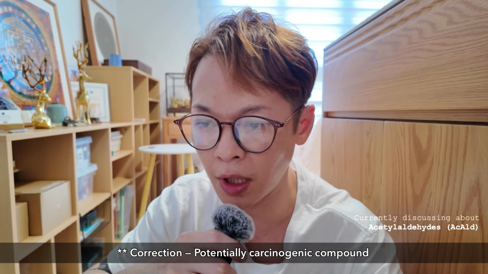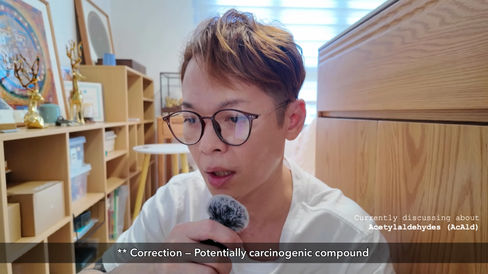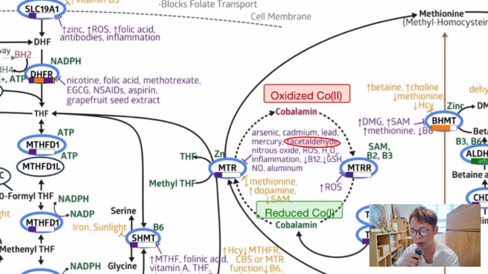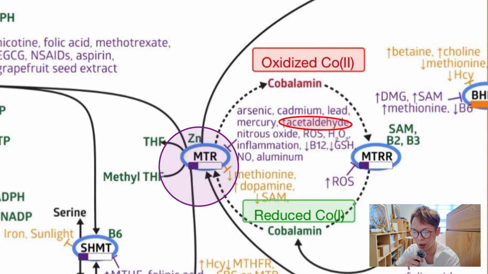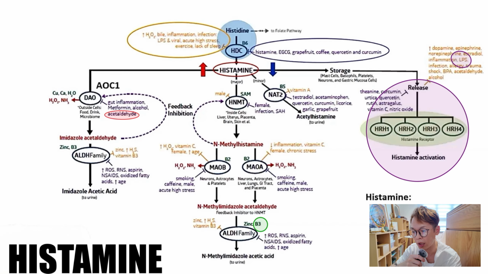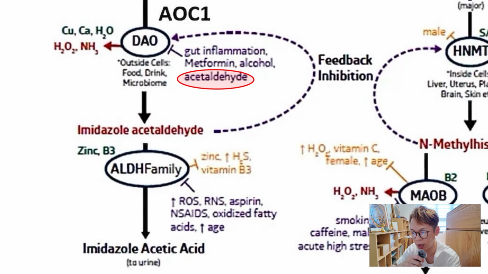Next category, we have acetaldehyde. Acetaldehyde is a toxin and potential carcinogenic compound. It can be formed in two ways, either through the consumption of alcohol or by Candida yeast through fermentation. Acetaldehyde inhibits the methionine synthase enzyme in the methylation cycle, similar to heavy metals as mentioned in part 1 of the video, and also the DAO enzyme, diamine oxidase, which is in the histamine pathway.